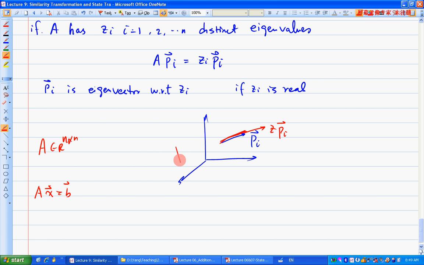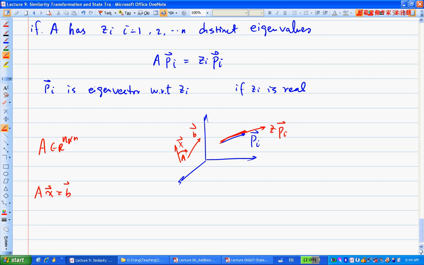So let's see, if x is over here, you end up with a new vector, b, after multiplying by A. So A is a transform. It's a mapping. You map this x to b. That's the general functionality of a matrix A.